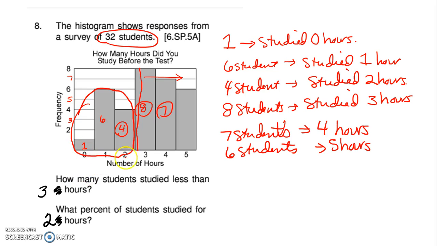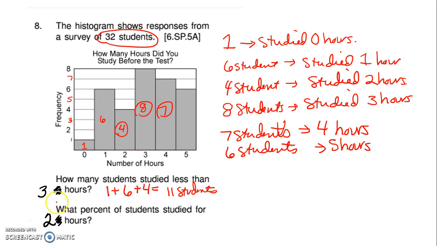All right, so how many students studied less than 3 hours? Well, 1 student studied only 0 hours. I just find that funny. I don't know why. 6 students studied for 1 hour. 4 students studied for 2 hours. So how many students studied less than 3 hours? 11. 11 students studied for less than 3 hours.